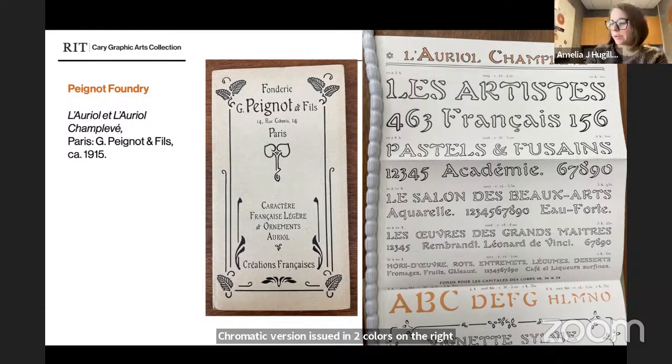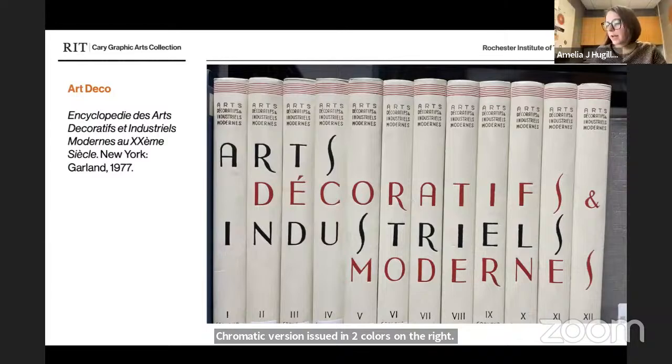Now, right after the Deberny and Peignot merger in 1925, a groundbreaking trade fair took place in Paris that codified an international art movement. It was called the Exposition des Arts Décoratifs et Industriels Modernes, or the Exhibition of Modern Industrial and Decorative Art. It was a huge affair, and it was marked by this 12-volume guide that documented all the exhibitors of the event. Art décoratif was later commonly abbreviated, as we know it, as Art Deco.